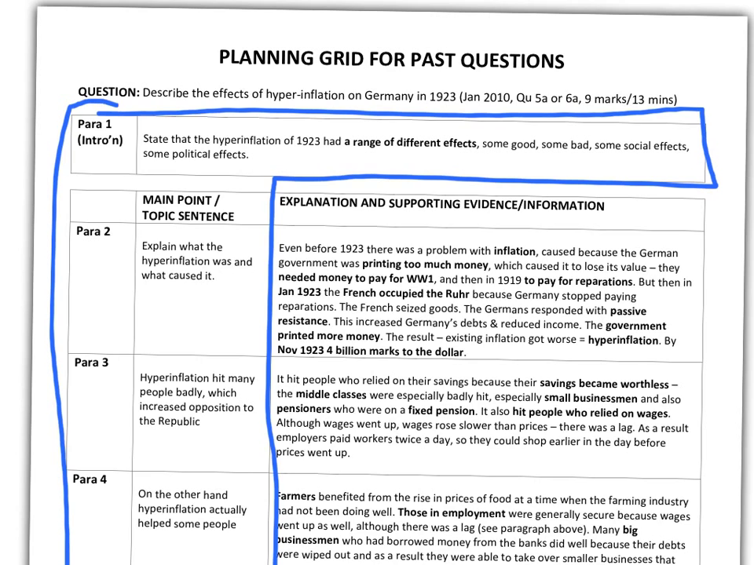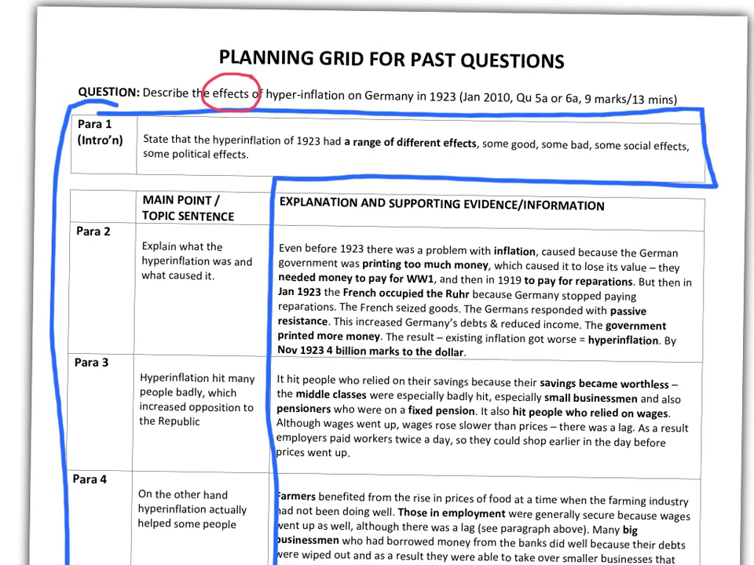Okay, so notice the introduction. It's about Germany in 1923. Just a single sentence will do. The question is about impact. It's about the effects of hyperinflation.